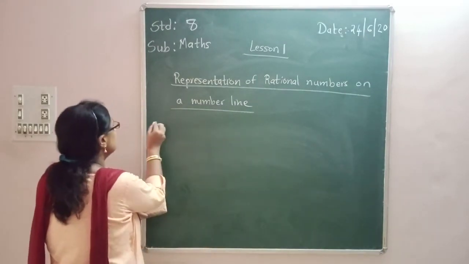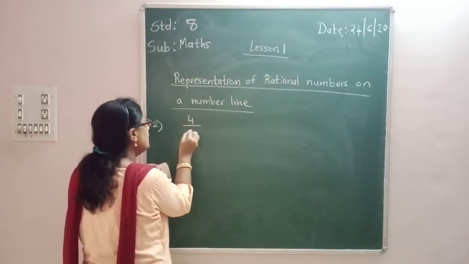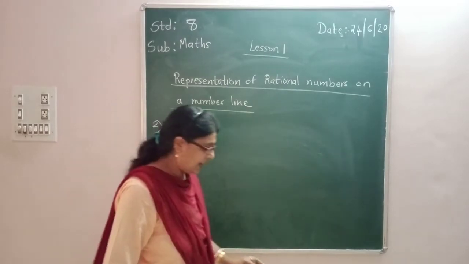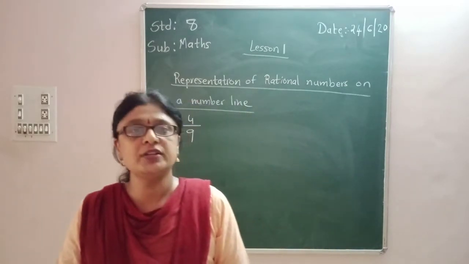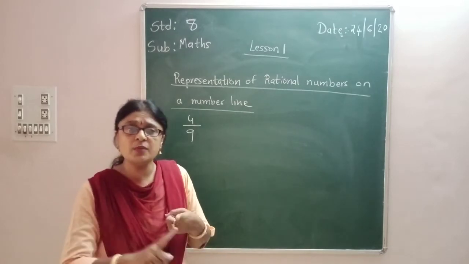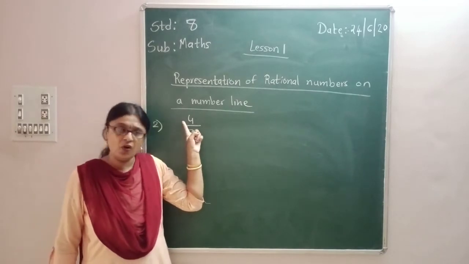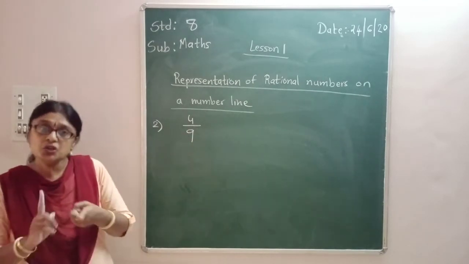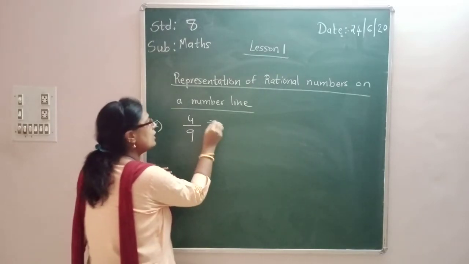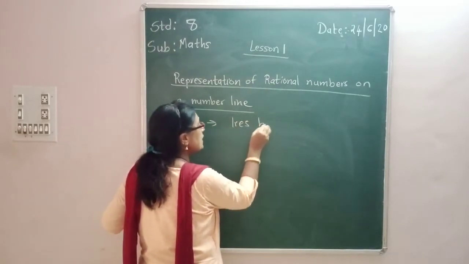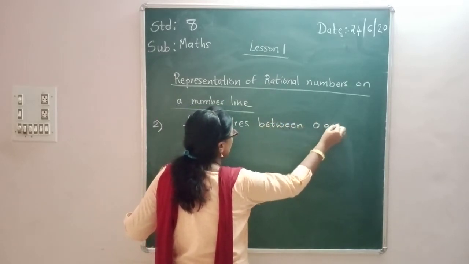Suppose I give you: represent 4 upon 9. So the first thing, children, is that when I have to plot any rational number, I have to observe its numerator and denominator. Your numerator is 4, denominator is 9. So numerator is smaller than the denominator. So this 4 upon 9 lies between 0 and 1. That is for sure.